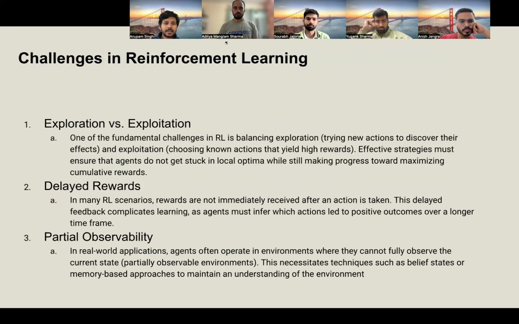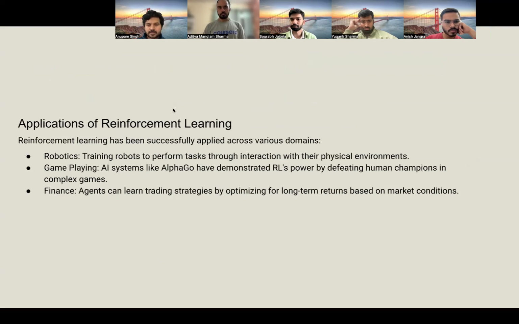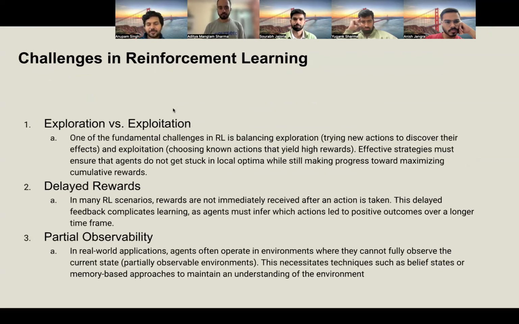So what are the challenges in RL? As I said, first is exploration versus exploitation. Okay, and this is one of the core themes of RL. Whenever you hear about RL or any form of RL that a lot of these guys are working on, you'll see them talking about, hey, how much are you exploring, how much are you exploiting. Because one of the fundamental challenges in RL is balancing exploration. How much do you, let's say, simply explore, try different actions, and then exploitation, choosing a known action that yields high reward.